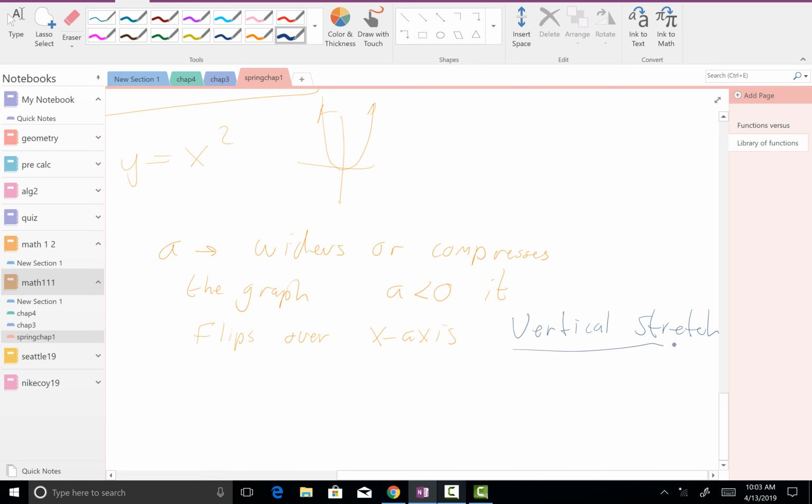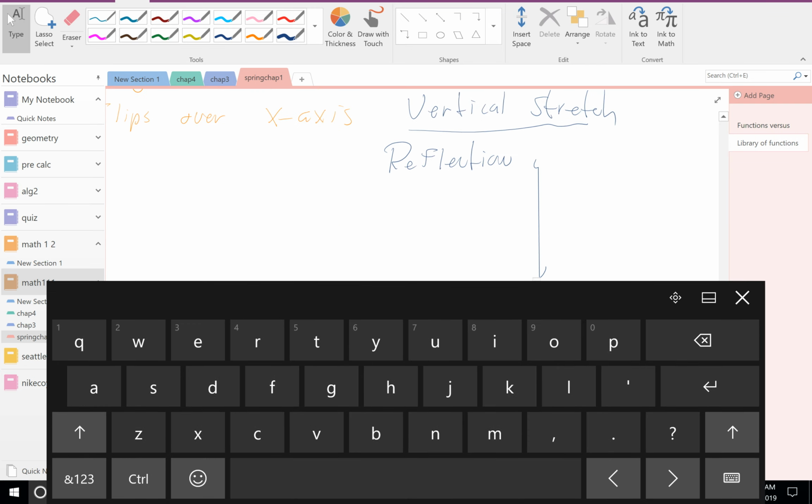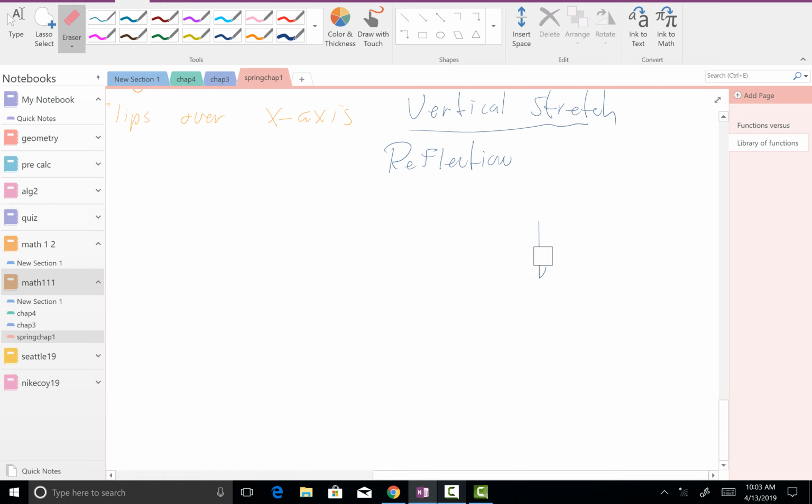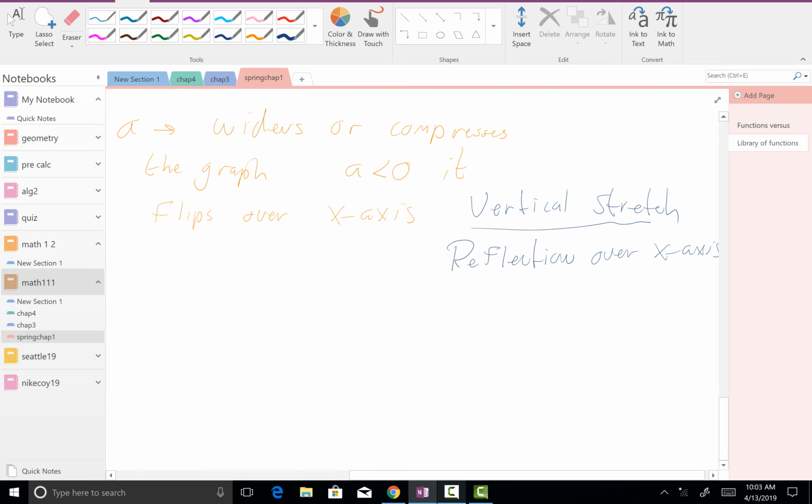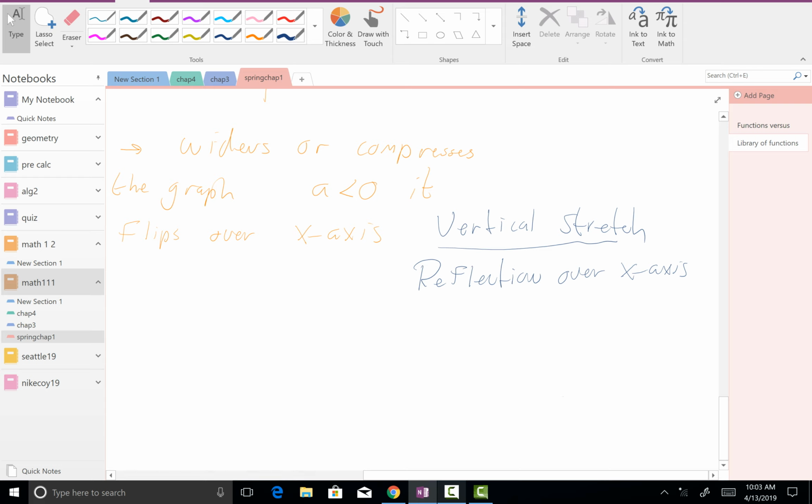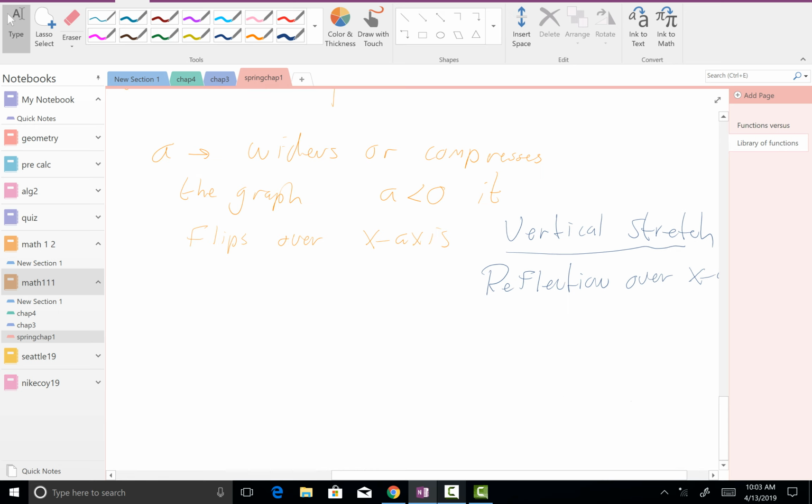So we have a vertical stretch, and we also have a reflection, which you call the flip. So we have a vertical stretch and a reflection over the x-axis. Okay? So that's what A does. It widens or compresses the graph. If A is less than 0, it flips over the x-axis. There's nothing wrong with what that says.